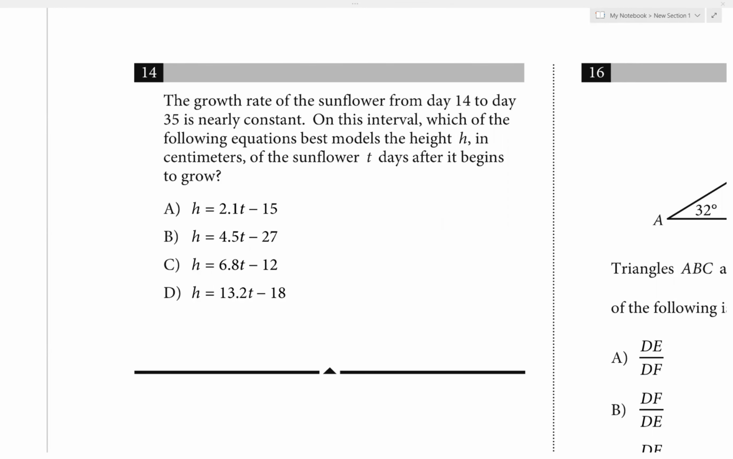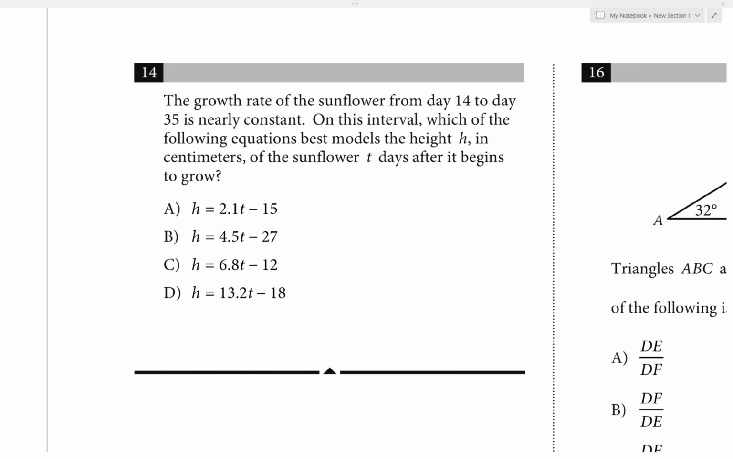And number 14, the growth rate of the sunflower from day 14 to day 35 is nearly constant. On this interval, which of the following equations best models the height in centimeters of the sunflower t days after it began to grow? Okay, so we're trying to write an equation to model the graph from day 14 to day 35. So again, we have to go back up.